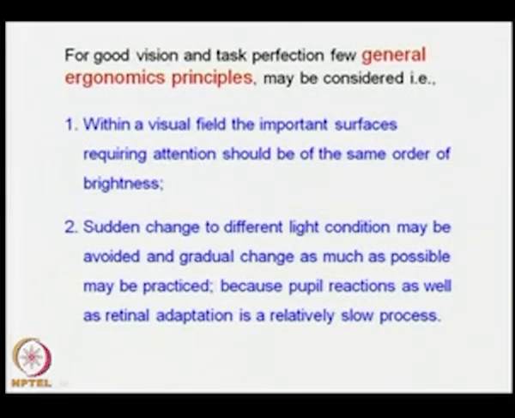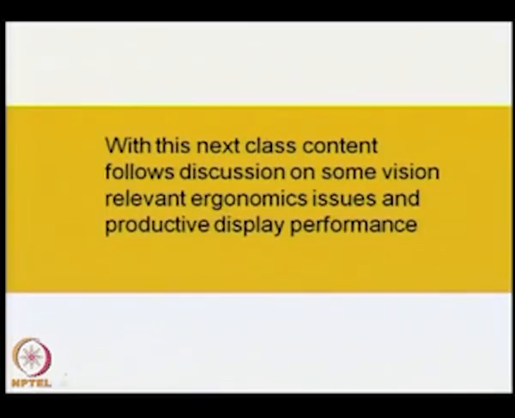For good vision and task perfection, a few general ergonomic principles may be considered. For example, number 1: within a visual field, important surfaces requiring attention should be of the same order of brightness. Number 2: sudden change to different light conditions may be avoided and gradual change as much as possible may be practiced, because people's reactions as well as retinal adaptation are relatively slow processes.